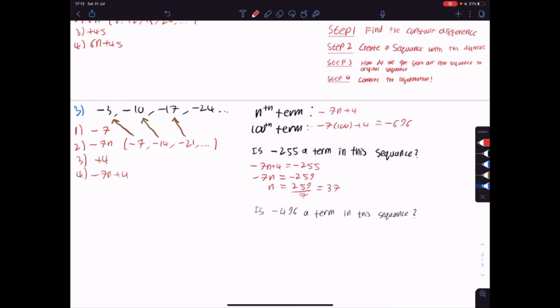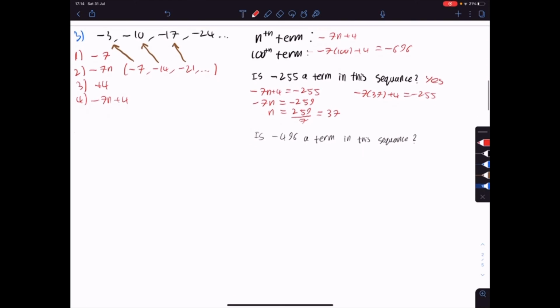So, to put it clearly, -7 times 37 plus 4 equals -255. So, as this n is a positive whole number, we can say yes, -255 is a term in this sequence. In fact, it is the 37th term in the sequence.